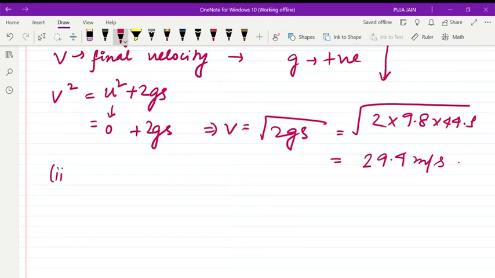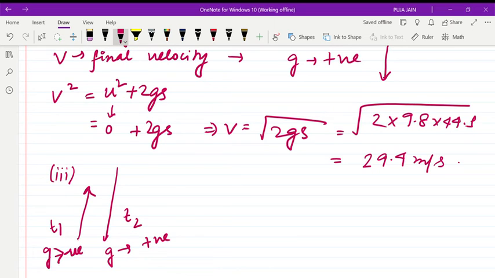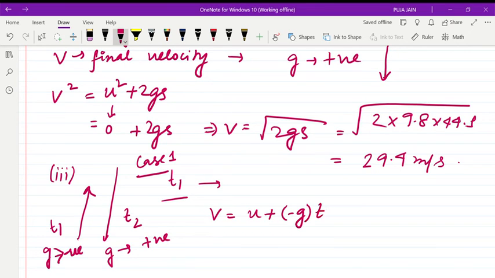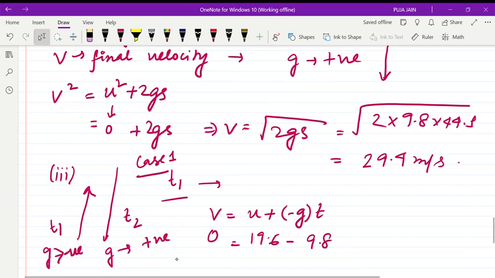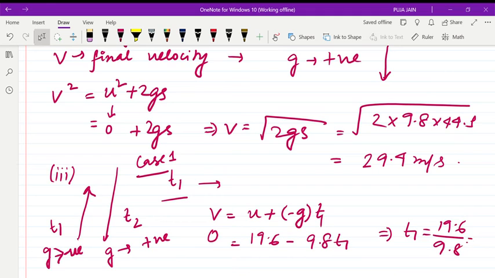Third question, the total time of the journey. Okay, the total time of the journey, first the ball is thrown upwards and then the ball comes downwards. So this is time t1 and this is time t2. In this case my g is negative, and in this case my g is positive. So for the first case, that is case 1, t1. When we are finding t1, we will use the equation of motion v equals u plus minus g t, right? v is 0, u is 19.6 minus 9.8 t1. So from here I am getting t1 is equals to 19.6 by 9.8, that is 2 seconds.